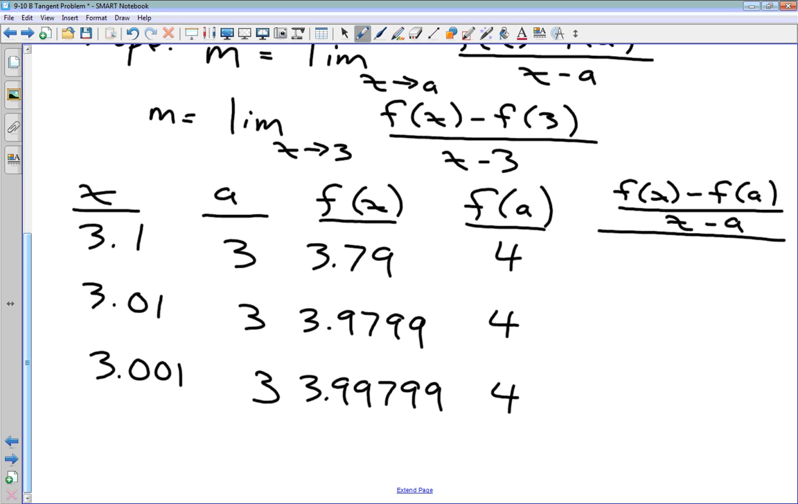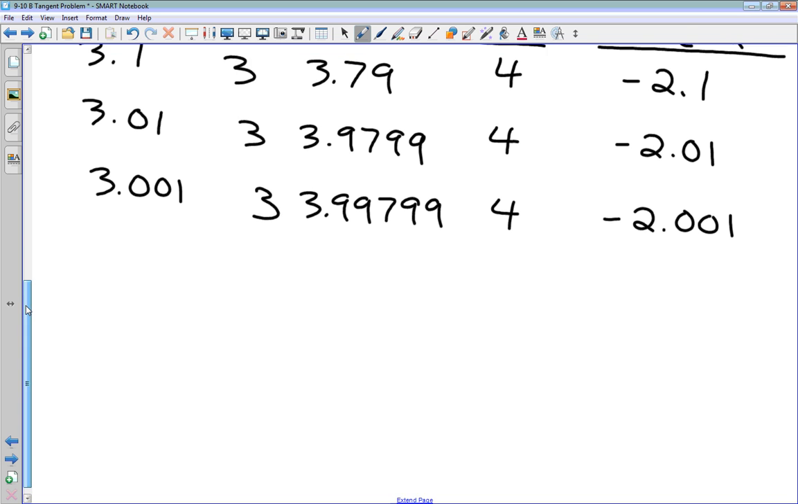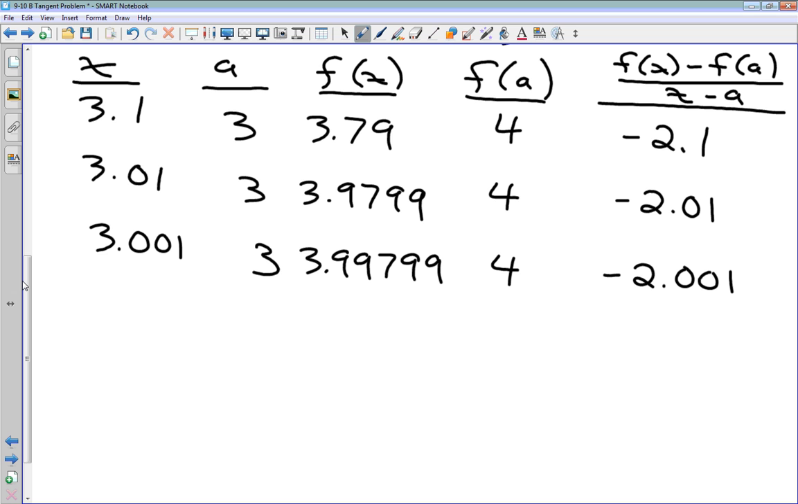Our final column here, slope of our secant, this is the one that we're really interested in. So if we do f at x minus f at a divided by x minus a, for our first row we get negative 2.1. Second row we get negative 2.01. Third row we get negative 2.001. So when we look at the final column of this table, what is our estimate for the slope of the tangent at x equals 3? What do these numbers seem to be heading towards? Negative 2.